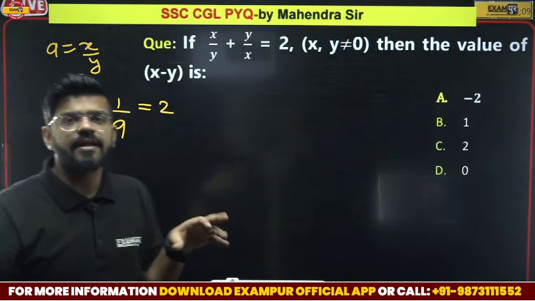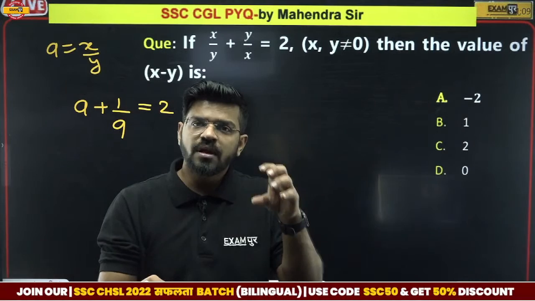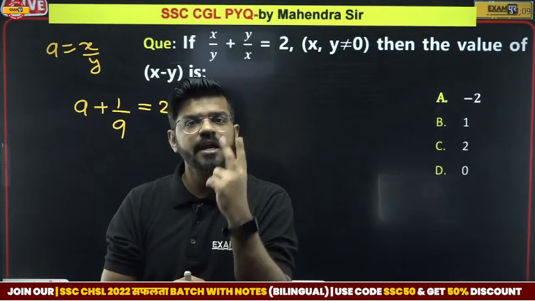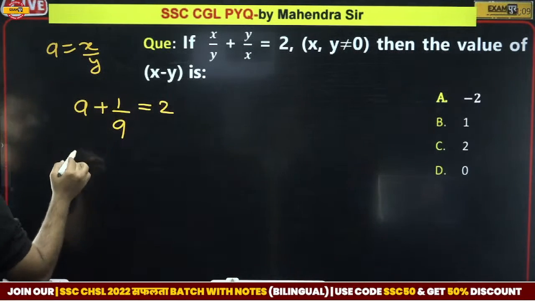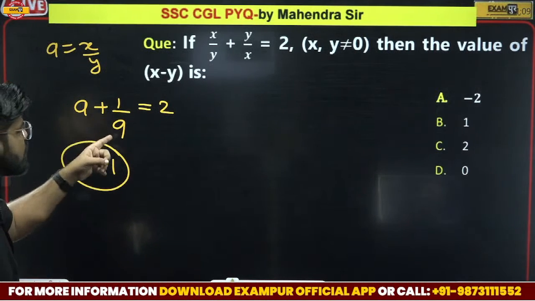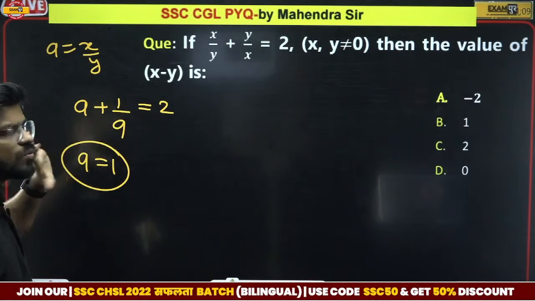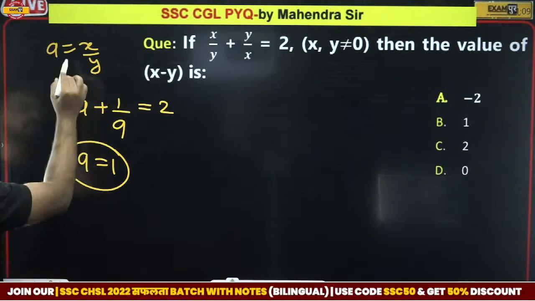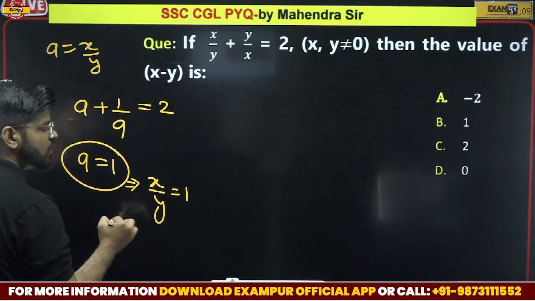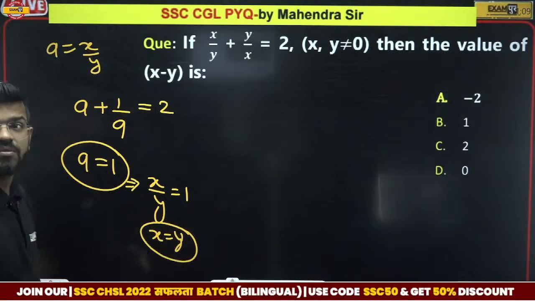Whenever you are getting a number and its reciprocal, if you add both these numbers and you are getting 2, that means this number is nothing but 1. So whenever a plus 1 upon a equals 2, this is only possible when a is equal to 1. If a is equal to 1, that means x by y is equal to 1. That means x is equal to y.